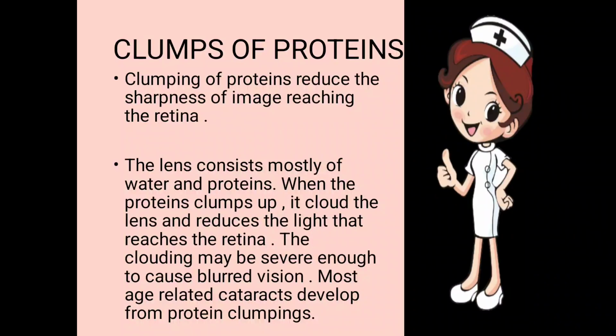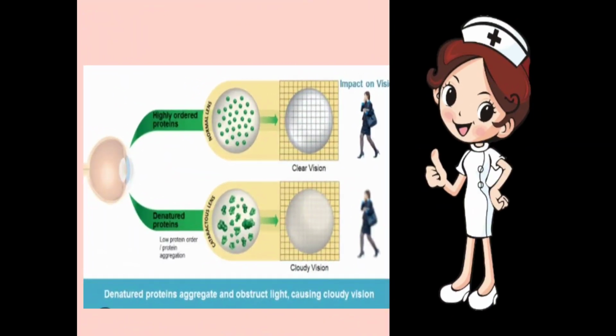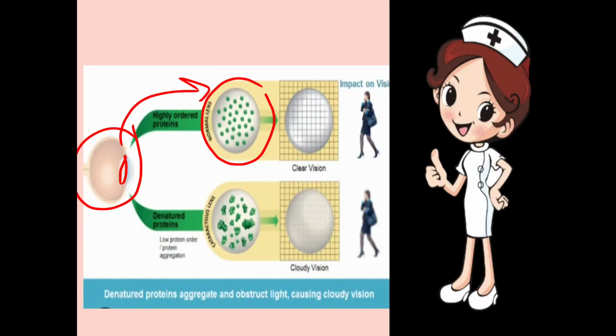First one is clumping of proteins. In case of clumping of proteins, it reduces the sharpness of the image reaching the retina. Now, if you can notice here, this one is the normal eye. The lens is present and the lens is enlarged here. Now, this one is the lens and the greenish dots are the proteins present inside the lens. They are arranged in a proper manner, so that's why the clear image is formed on the retina.